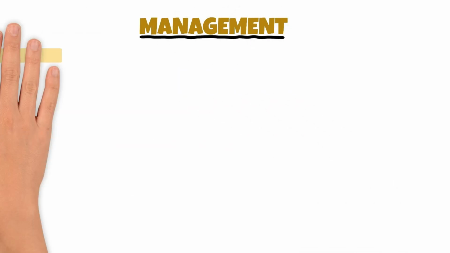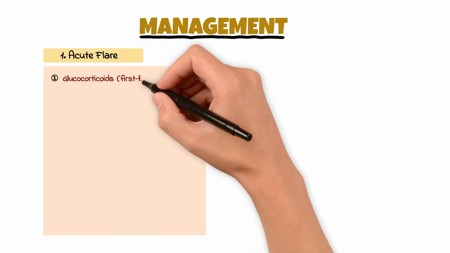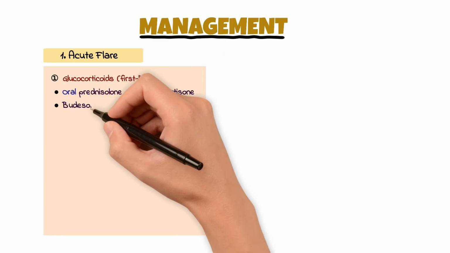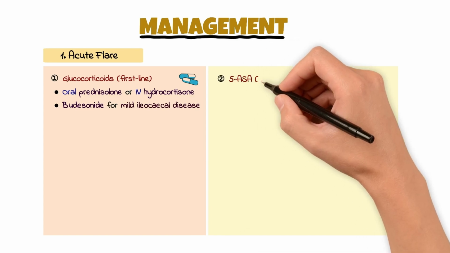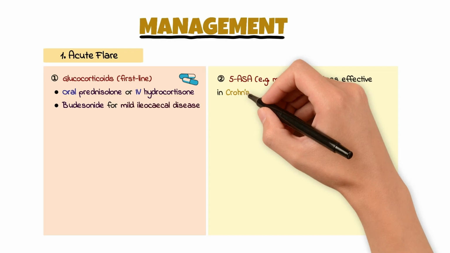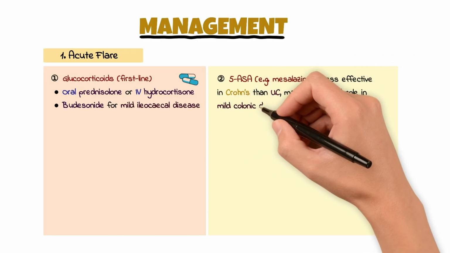Management. Acute flare. Glucocorticoids are first line. Oral prednisolone or IV hydrocortisone. Budesonide for mild ileocecal disease. 5-ASA, for example mesalazine. This is less effective in Crohn's than ulcerative colitis, but may have limited role in mild colonic disease.